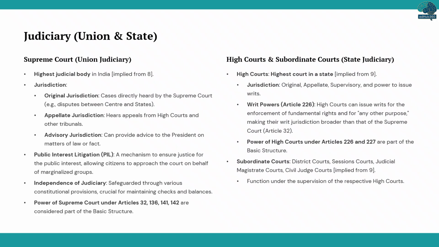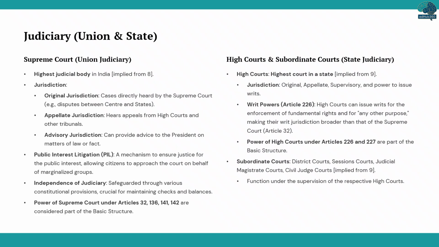Below the Supreme Court are the high courts, the highest courts in each state, which possess original, appellate, and supervisory jurisdiction. Their writ powers under Article 226 are particularly broad, allowing them to enforce fundamental rights and for any other purpose, making their writ jurisdiction wider than the Supreme Court's. Similarly, high courts' powers under Articles 226 and 227 are part of the basic structure.